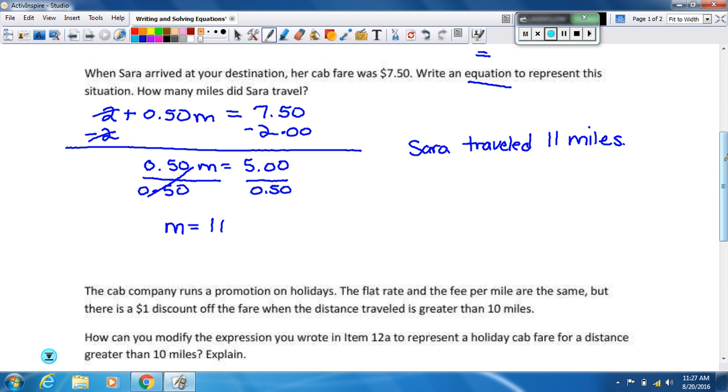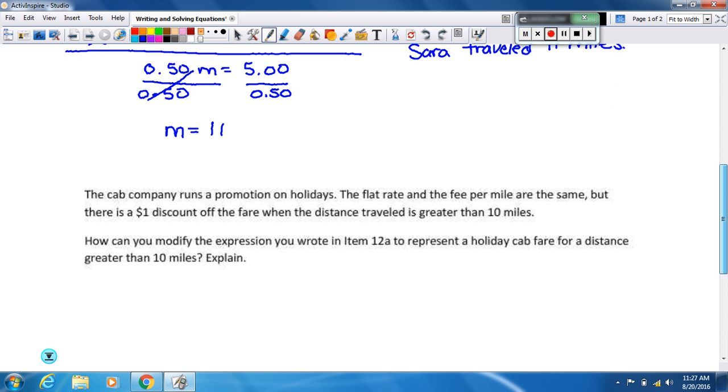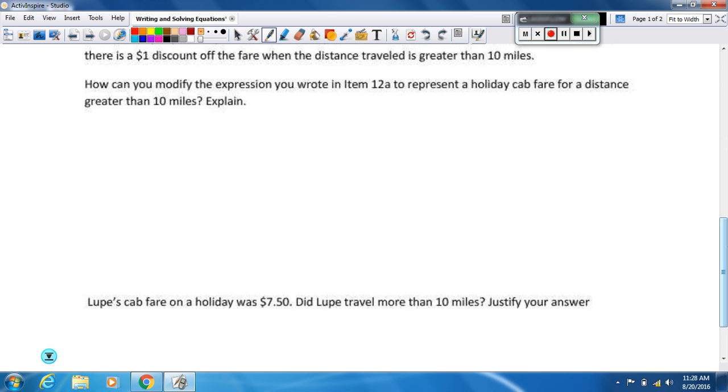Okay, the next one: the cab company runs a promotion on holidays. The flat rate and the fee per mile are the same. So that's going to be the $2 plus the 50 cents are the same, but there is a $1 discount off the fare when the distance traveled is greater than 10 miles. How can you modify the expression you wrote to represent a holiday cab fare for a distance greater than 10 miles and explain? So here's what we're going to do on this one.